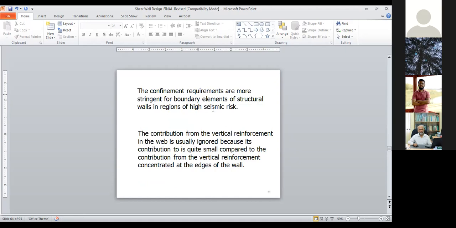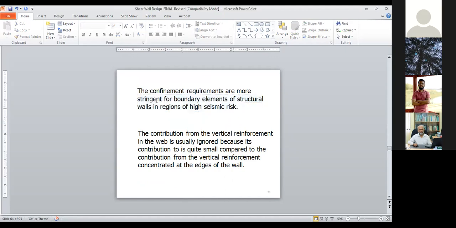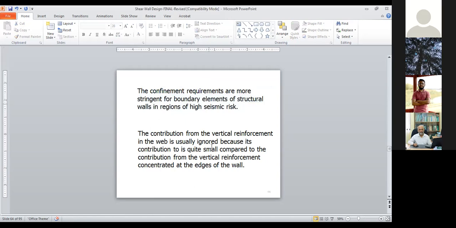The confinement requirements are more stringent for boundary elements of structural walls in regions of high seismic zone. So you have to use seismic design category D, and you have to follow the seismic detailing also in that case. The contribution from vertical reinforcement in the web is usually ignored because its contribution is quite small compared to the contribution from the vertical reinforcement concentrated at the edges of the walls.